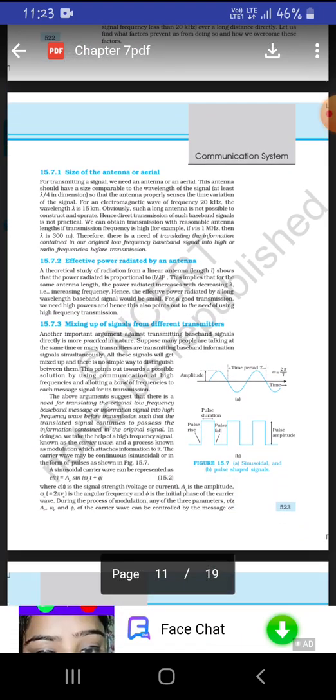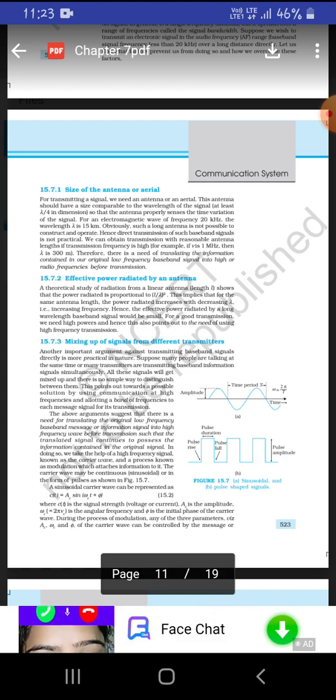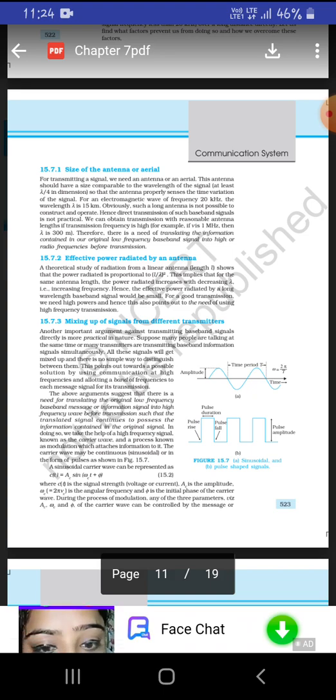Next is the size of the antenna or aerial. For transmitting a signal we need an antenna or an aerial. This antenna should have a size of at least lambda by 4 in dimension, so that the antenna properly senses the time variation. For a frequency of 200 kilohertz, lambda is 15 kilometers, and for 1 megahertz it should be smaller.